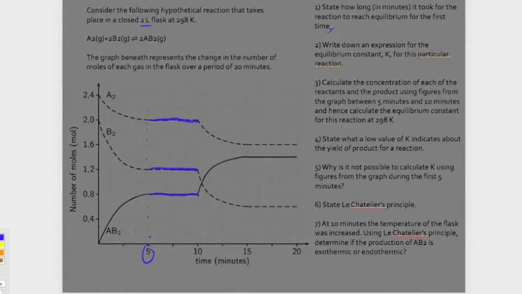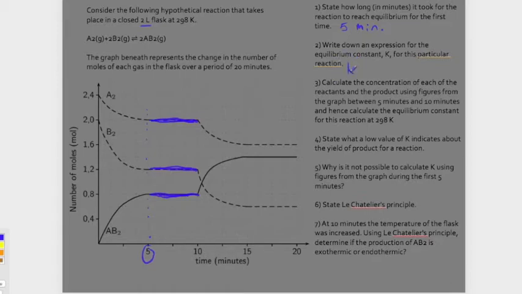How long in minutes did it take for the reaction to reach equilibrium the first time? Well, the number of moles of reactant and product stay constant. So I know that happens at 5 minutes. That's the meaning of equilibrium. Remember that equilibrium is when your system comes to a point where no change occurs anymore. Okay, write down an expression for the equilibrium constant K for this particular reaction. That's going to be pretty simple.